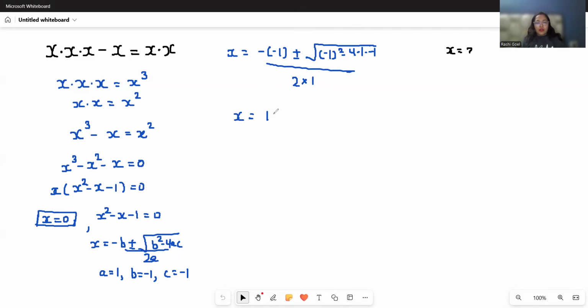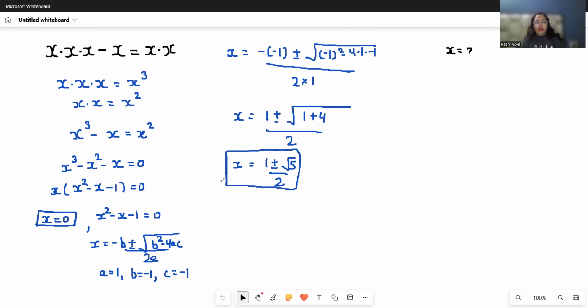So x is equal to 1 plus minus under root, minus 1 square is 1, and minus 4 times minus 1 is plus 4, sorry, by 2. So x is equal to 1 plus minus root 5 by 2. So the values of x are: x1 is 0, x2 is 1 plus root 5 by 2, and x3 is 1 minus root 5 by 2.